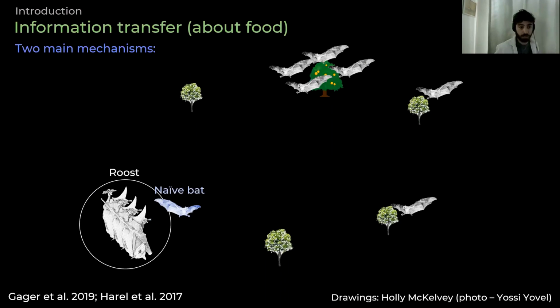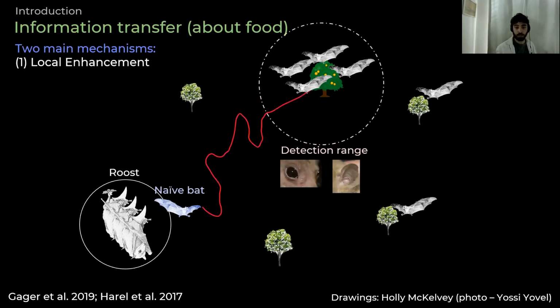One of them is local enhancement. So basically what you see here is a naive bat in blue, leaves a cave roost and tries to see where to forage, where there's one profitable patch with a lot of bats and others with less bats or none. So in local enhancement, the bat goes and explores, then it maybe arrives to a detection range where he can hear, or in this species see, a lot of individuals on the tree, goes down there and eats. You have to consider that this kind of movement will demand some level of exploration, but once you found a good tree, you just keep coming back to it. And so the exploration is very specific.